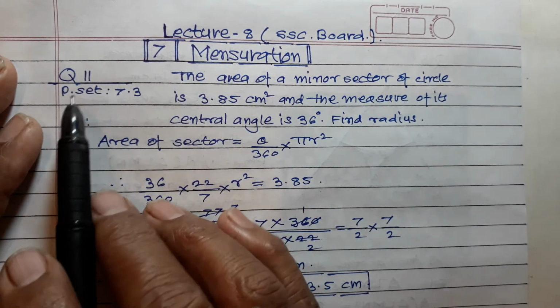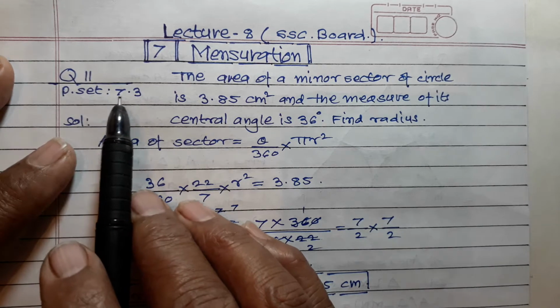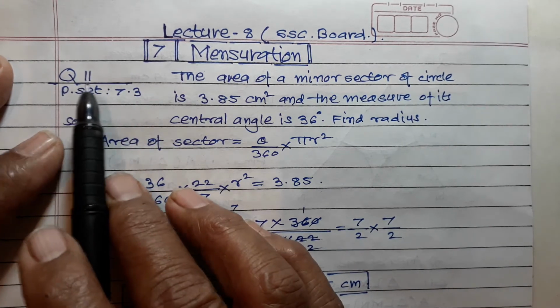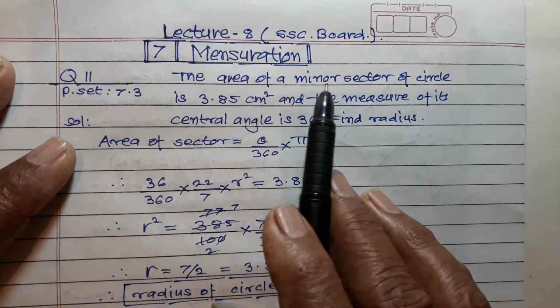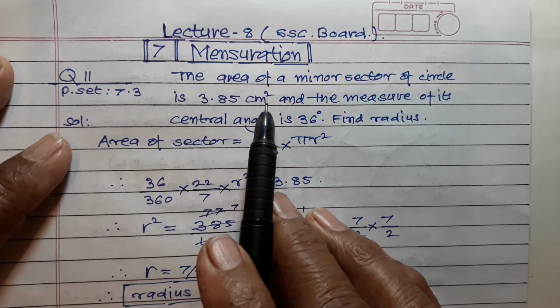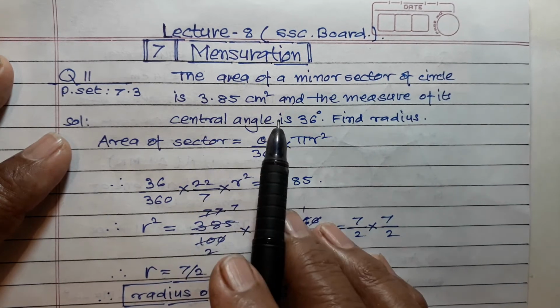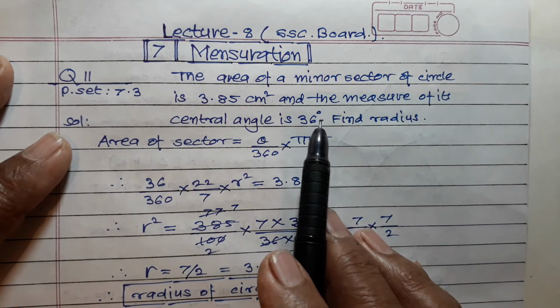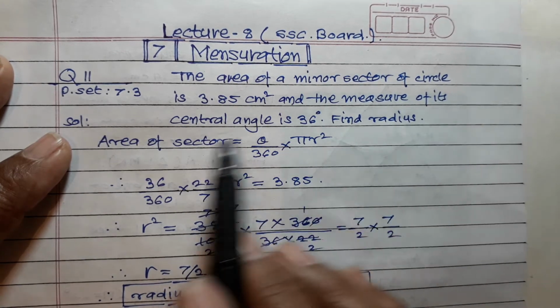In this lecture, I am going to explain some examples from practice set 7.3, question number 11. The area of a sector of a circle is 3.85 cm square and the measure of its central angle is 36 degrees. Find the radius of the circle.